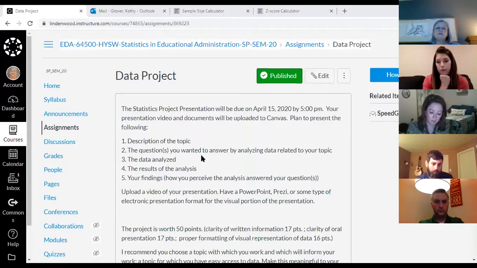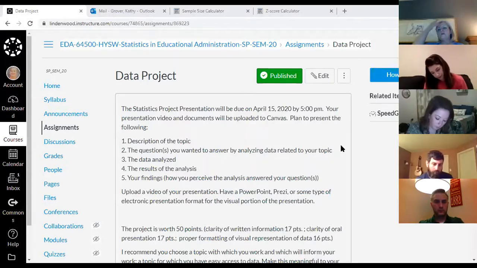And then next, what's the question you want to answer by analyzing the data related to your topic? And I think you'll remember I said pick something that's been on your mind that you just felt like you didn't have the time to really look at. And so each of you know what the question was you wanted to have answered, so you'll present that on a slide.